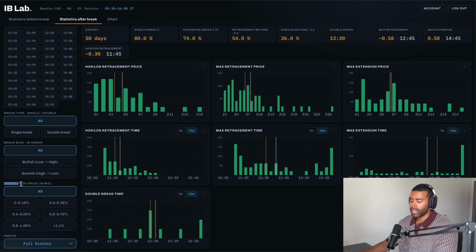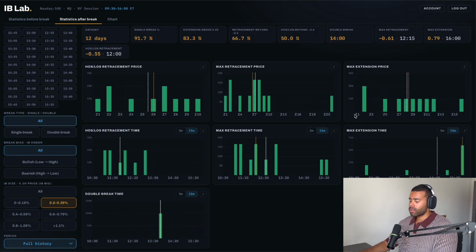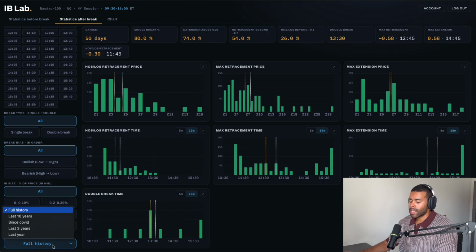And lastly, again, we can filter by size of the IB. Mostly what's going to help us here are the extension levels, because if the IB is super large, the extensions are going to be closer, and vice versa. If the IB is small, the extensions are going to be further. So that's also something we can filter. And lastly, the history: 10 years since COVID, last 3 years, and last year.